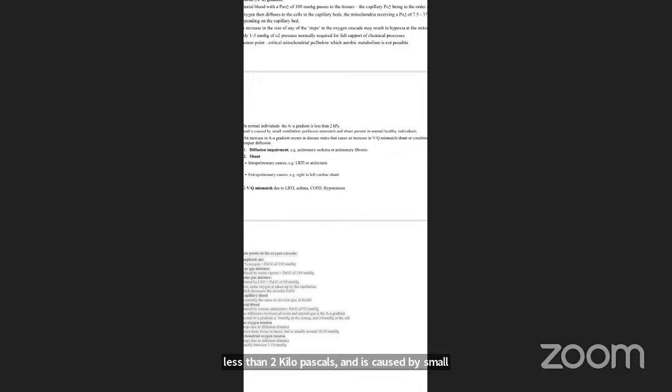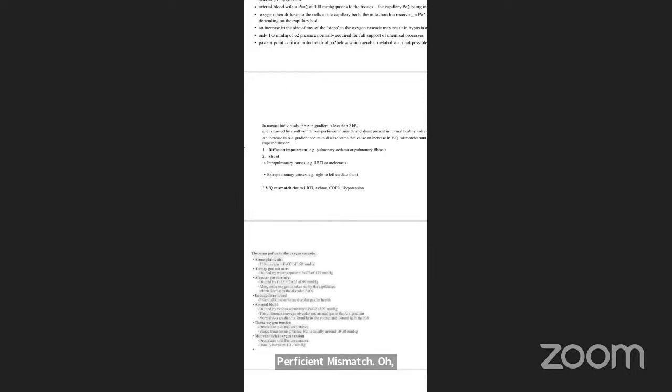In normal individuals, the alveolar arterial gradient is less than 2 kilopascals and is caused by the small ventilation perfusion mismatch and shunt present in normal healthy adults. An increase in the alveolar arterial gradient occurs in disease states that cause an increase in ventilation perfusion mismatch or shunt, or conditions which impair diffusion.